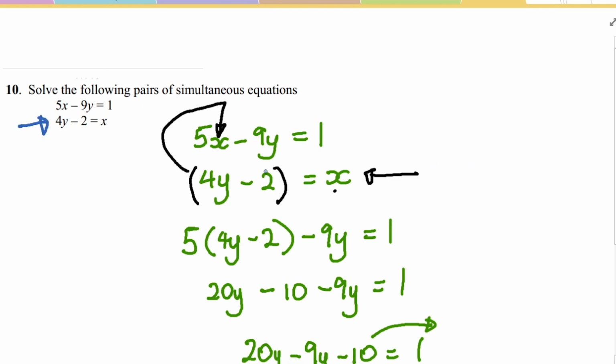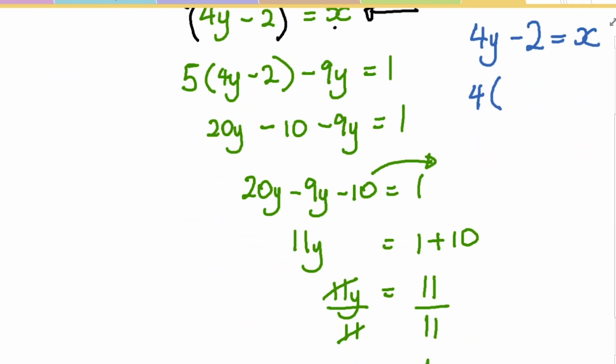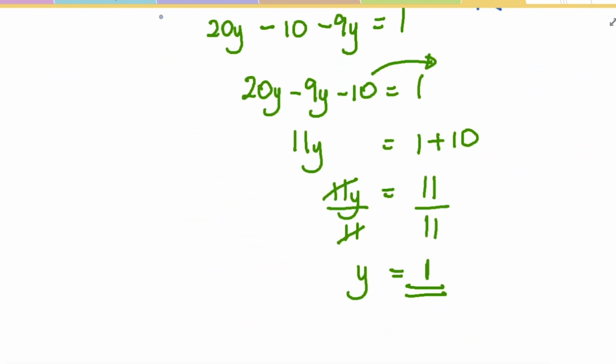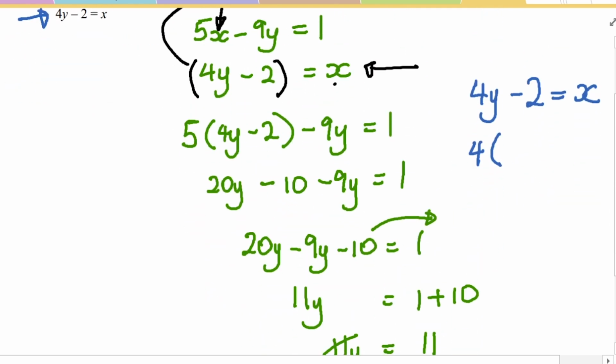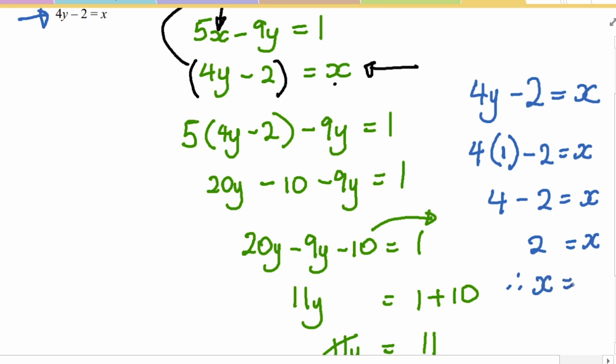So we can simply come here and say, okay, we know that 4y minus 2 is equal to x. So 4 times y, now remember our value of y, we got it down here as 1. So if our value of y is 1, we shall put it right there. So 4 times 1 minus 2 is equal to x. So that is 4 minus 2 giving us x. And of course 4 minus 2 is 2, equal to x. Therefore our value of x is 2.